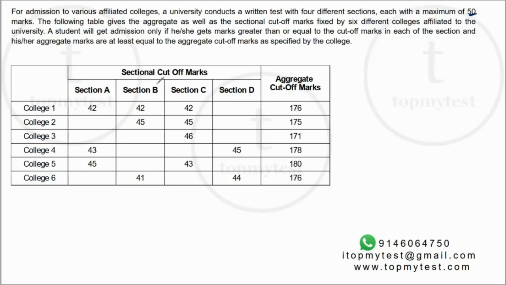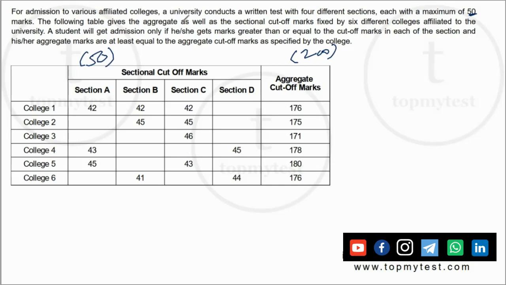So you have 6 colleges, you have 4 sections, maximum marks is 50 for each section, right? So the aggregate marks for the paper will be 200. We don't have to worry about negative marking, plus, minus, score, etc. We don't seem to be having any discussion based on that. So these are the cutoffs which are given for each section. The data says a student will get admission only if he or she gets marks greater than or equal to the cutoff marks in each section, and his or her aggregate marks are at least equal to the aggregate cutoff marks as specified by the college.